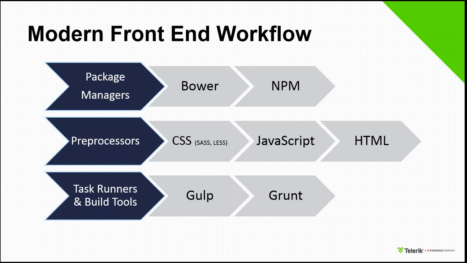And jQuery, Kendo UI, all these client-side JavaScript libraries can be installed using Bower Package Manager. So that's the package manager side of things. Coming to the preprocessors, you have CSS preprocessors like the SASS processor and the LESS processor, then there is JavaScript, then there is HTML. Then come the task runners or build tools. So today we are looking at Gulp and Grunt, which are very popular in the open source world.